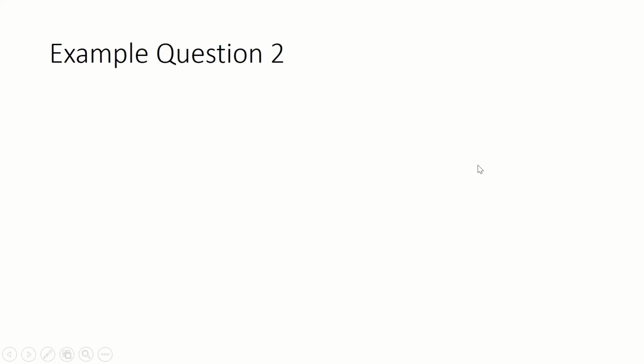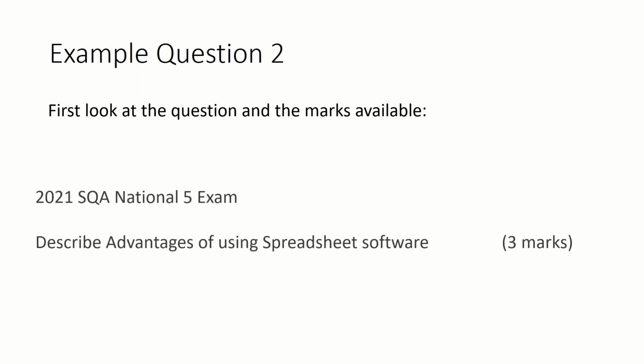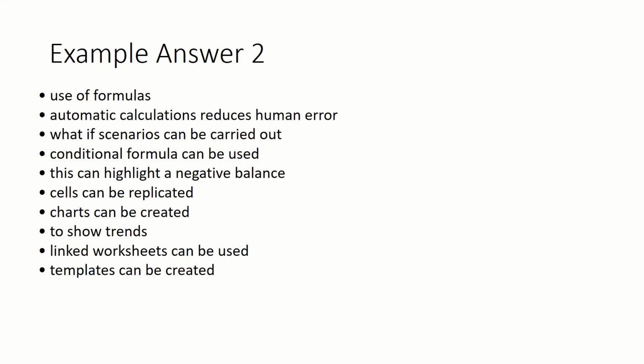Example question number 2. Now, this one comes from the 2021 exam paper, and it's describe advantages of using spreadsheet software, and it's worth 3 marks. Now, this is slightly tricky because spreadsheet software, it's more of a list of things you can do with it rather than being able to go into more detail.